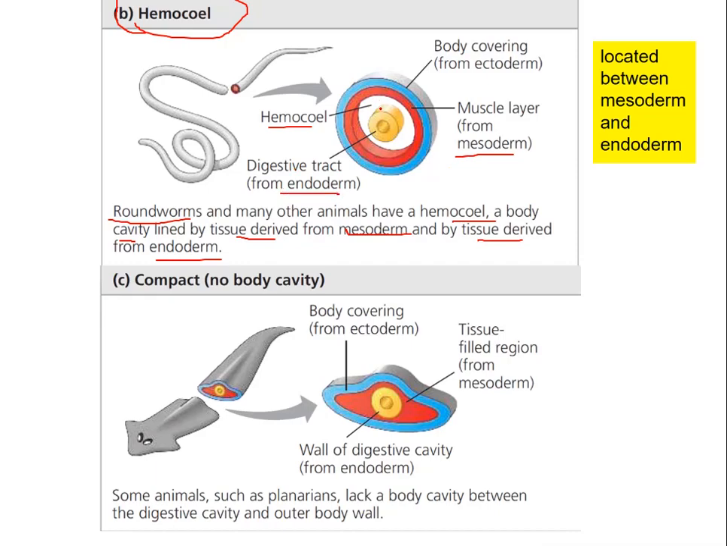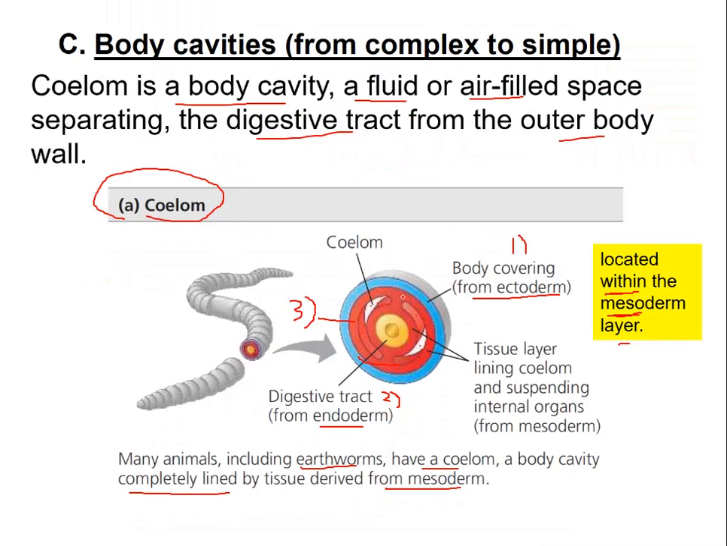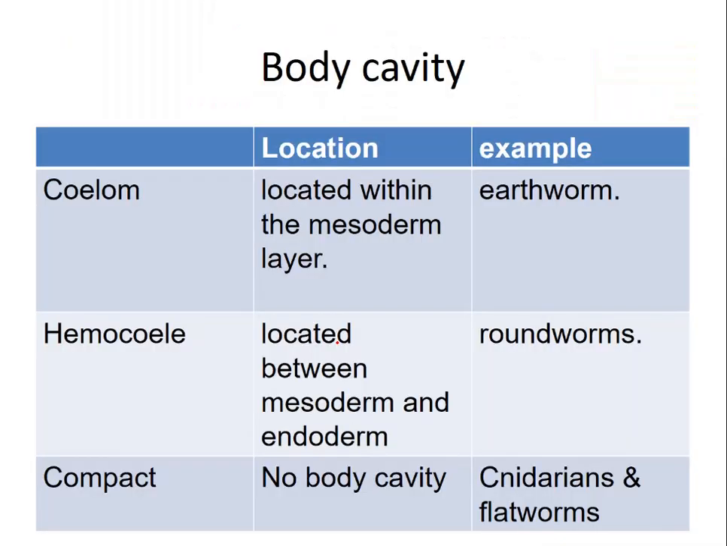Can you see? It means that over here there is no red color anymore. So it is a different layer. It is located between the mesoderm layer and also the endoderm layer. But if you compare again for the coelom, look at the coelom. The cavity is located within, still within the mesoderm layer, right? So that is the difference.